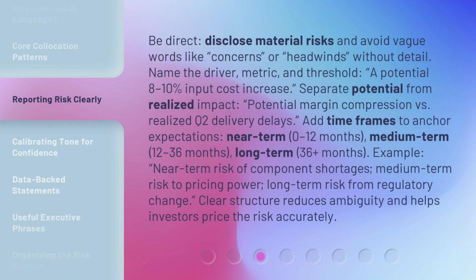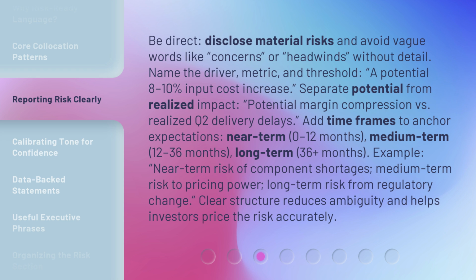Be direct. Disclose material risks and avoid vague words like concerns or headwinds without detail. Name the driver, metric, and threshold: a potential 8 to 10% input cost increase. Separate potential from realized impact: potential margin compression versus realized Q2 delivery delays.